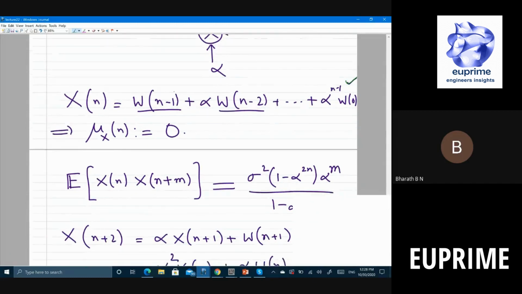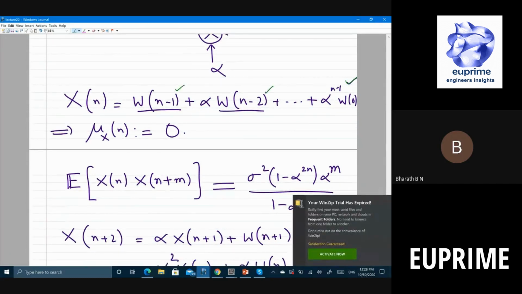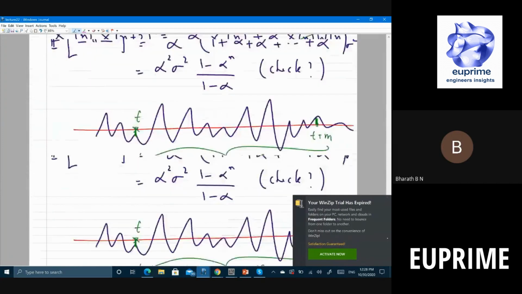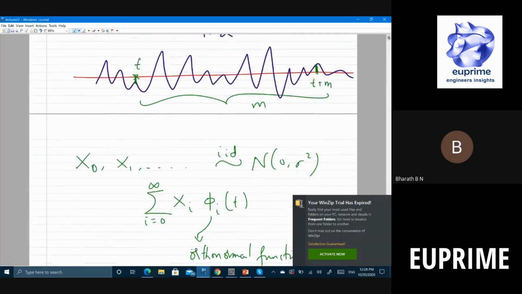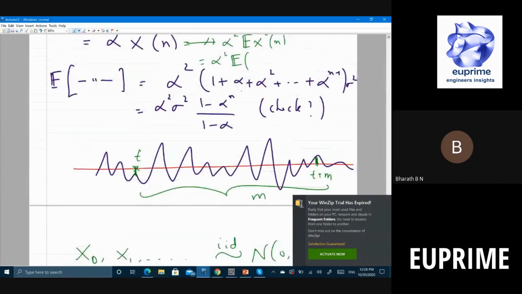So W squared, the first term squared, is sigma squared. This is alpha squared sigma squared, and so on, right? So that's what we have. I think that's fine. Alpha squared sigma squared, and you have 1, alpha squared, alpha power 4, alpha power 2 times n minus 1 sigma squared. So now alpha squared sigma squared, 1 minus alpha power 2n, divided by 1 minus alpha squared. Okay, this is fine. You need not check.